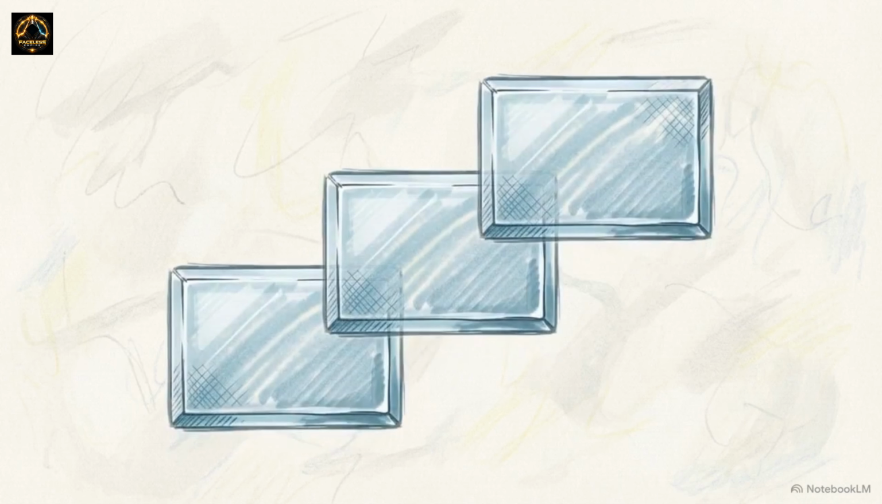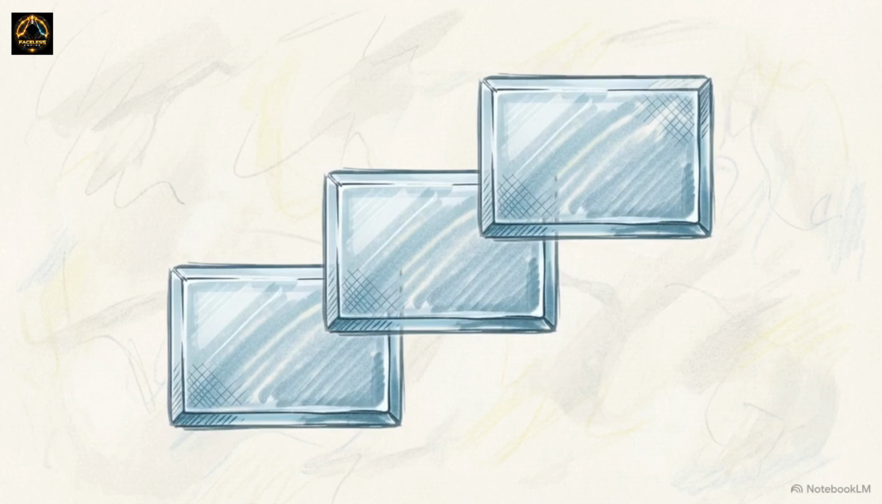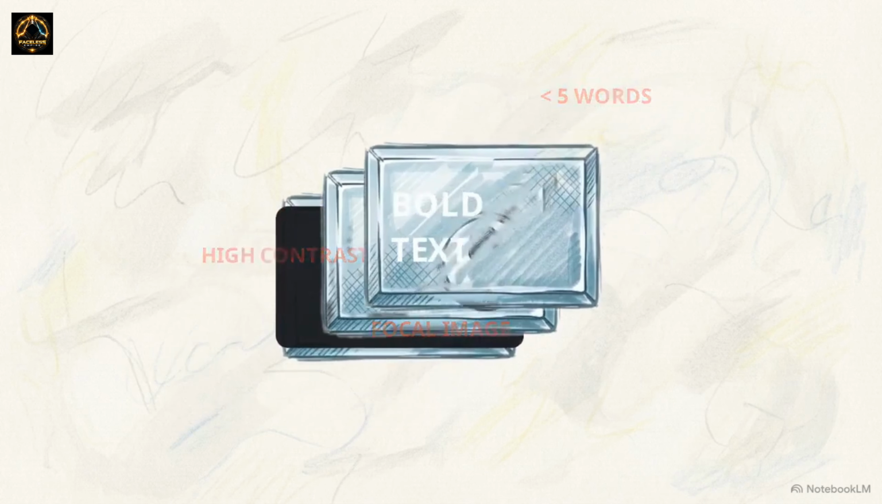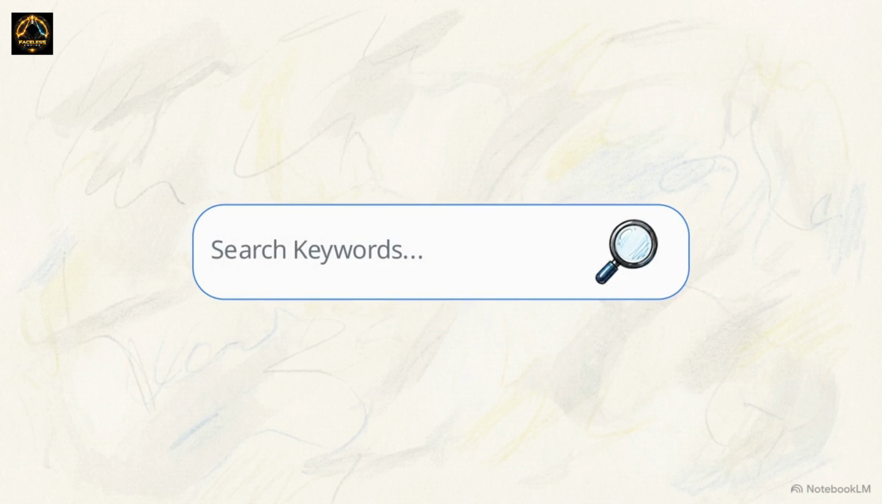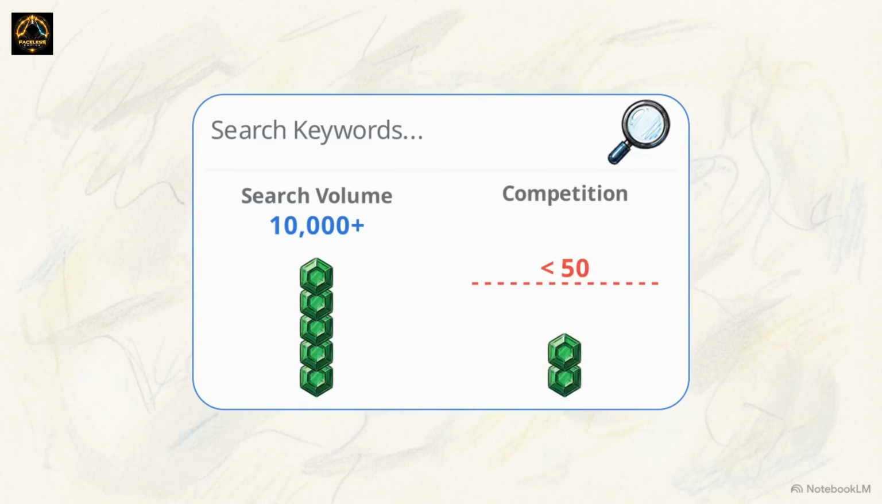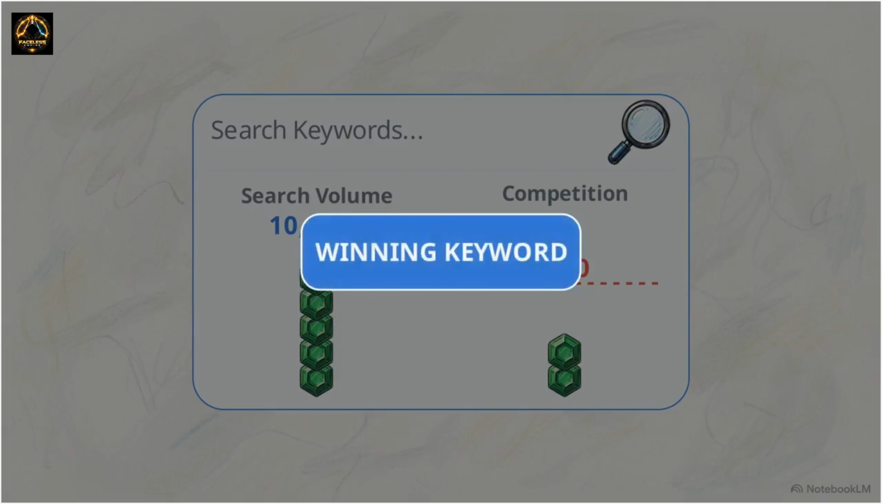A high-performing thumbnail uses 3 specific elements: bold text under 5 words, high-contrast colors, and 1 clear, compelling focal image. To find topics, use the vidIQ extension to analyze search data. Look for keywords over 10,000 monthly searches and competition below 50. This indicates a high-demand topic with room to rank.